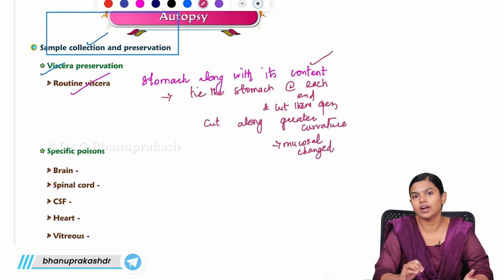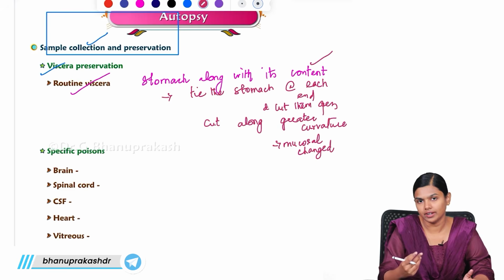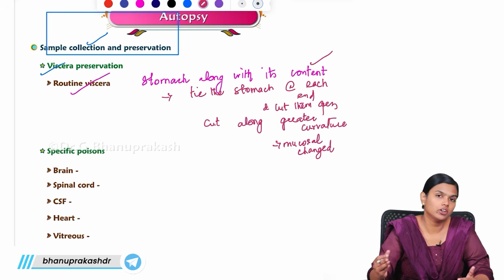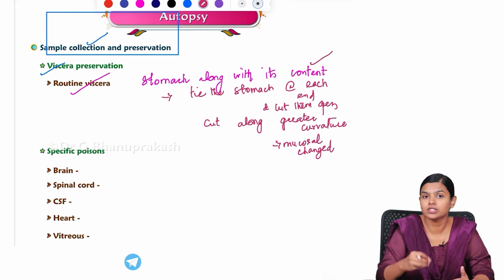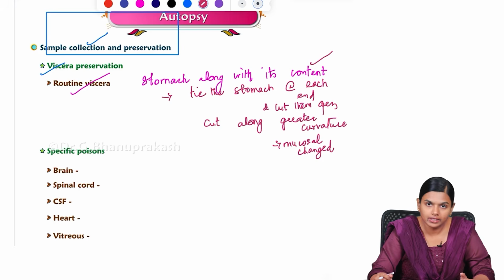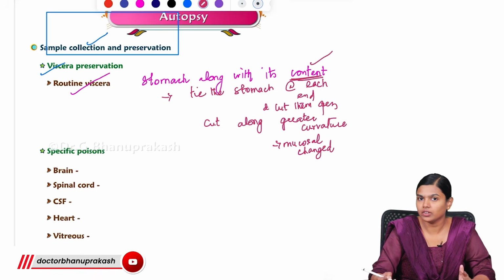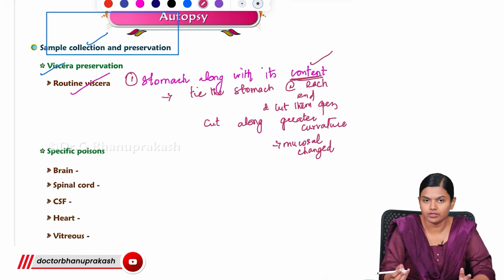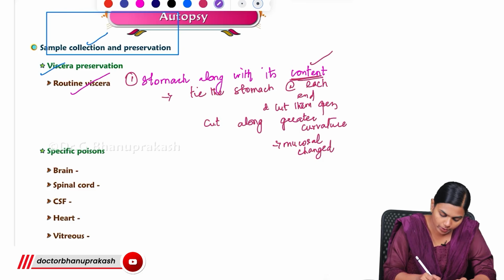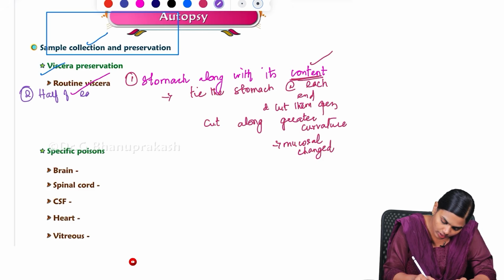the stomach. You have to find out the nature of the content, whether it is solid or liquid or semi-solid, whether any peculiar smell is coming out, whether blood is there as a content or not. All those details regarding the content you have to mention, and this is the first thing in routine viscera. And after that, what you will preserve is, you will preserve half of each kidney.